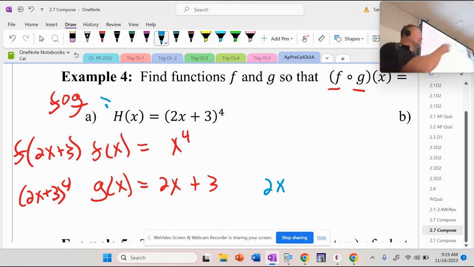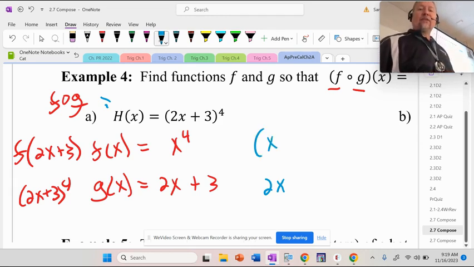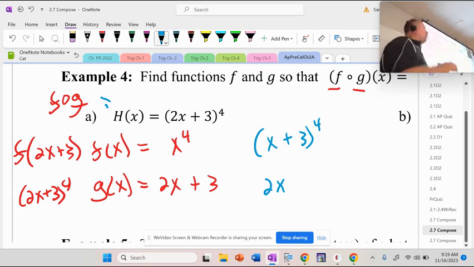Yes. Hand up. Nice. Then it could be x plus 3 to the fourth. And this is what I mean about there could be an infinite number of answers. The more complicated you get, you could actually come up with an infinite amount of possibilities.